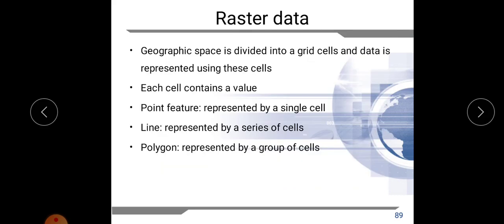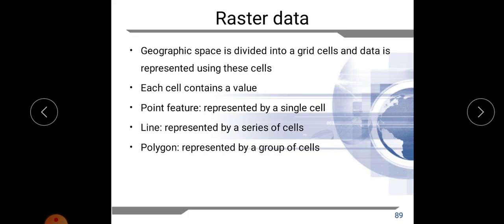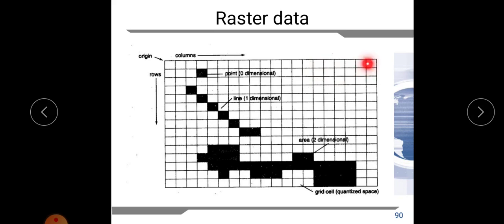Next is raster data. The second type of data representation is in the form of raster. Here the geographic space, our space, is divided into grid cells, and the data is represented using these cells. That is, our area is divided into different grids or small cells, and our data is represented using these cells. Each cell will have some value. In the case of raster representation, each cell will have some value.